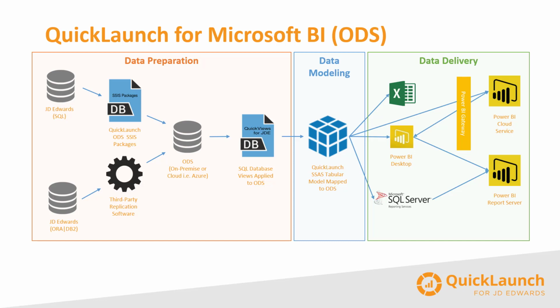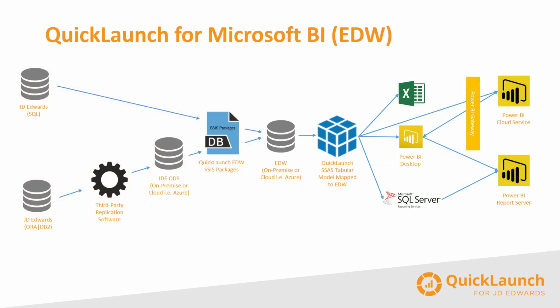So when those hourly loads run to the cube, it's now hitting a separate database of the ODS instead of JD Edwards transaction data. That's the primary difference there.